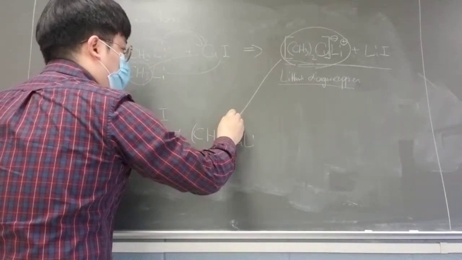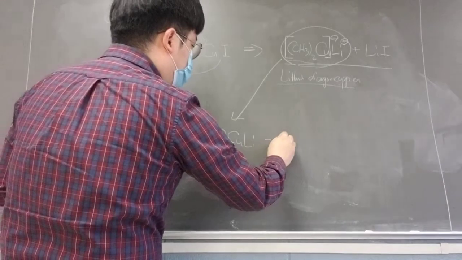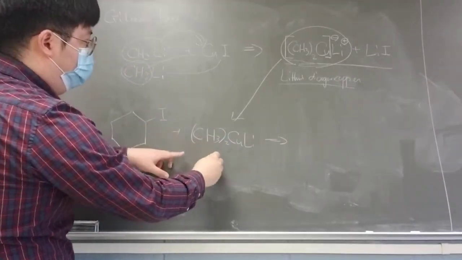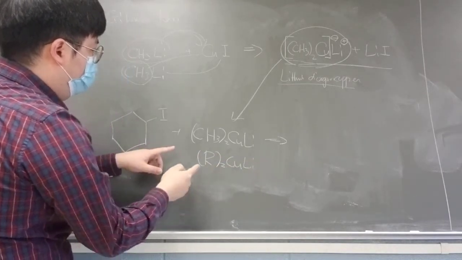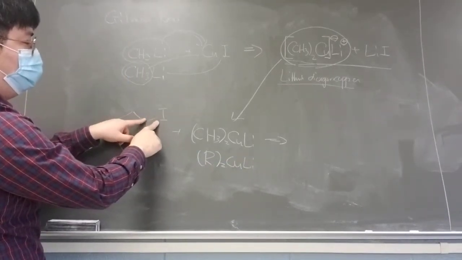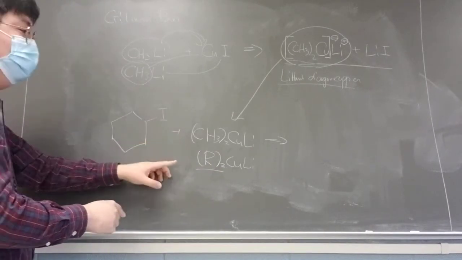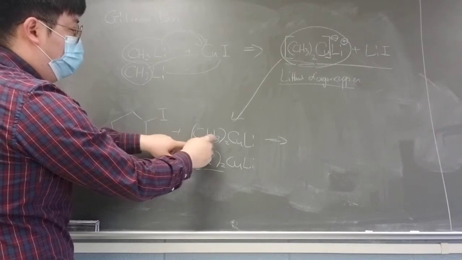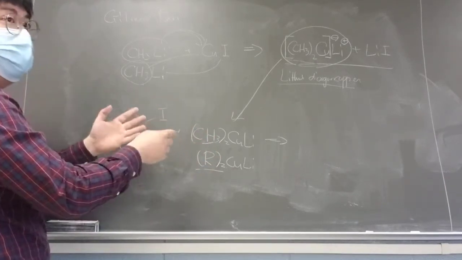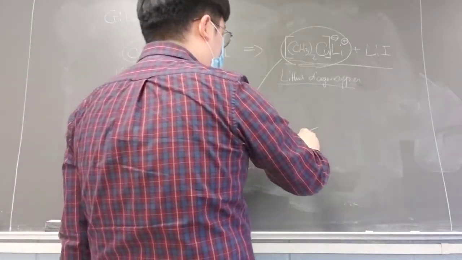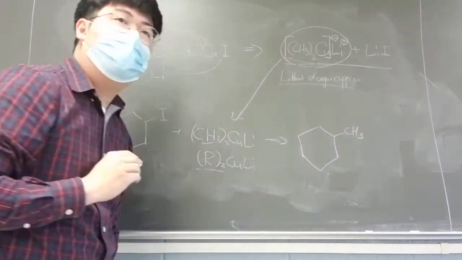We can use this one with compounds with halogen groups. Here's the thing: whenever you have R2 copper and lithium, the halogen group will be replaced by one of these R groups. In this case, these are methyl groups, right? So this iodide group will be replaced by methyl. So eventually, I'm going to have this one. This is all you need to know for the exam.